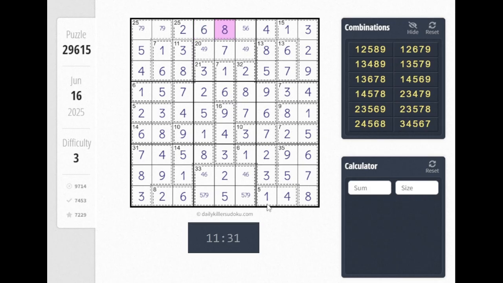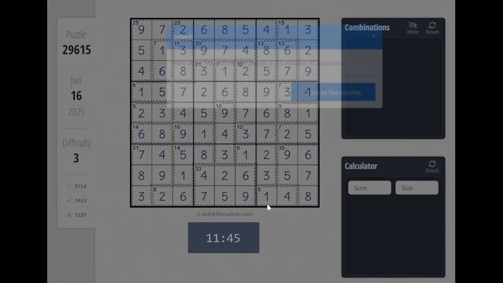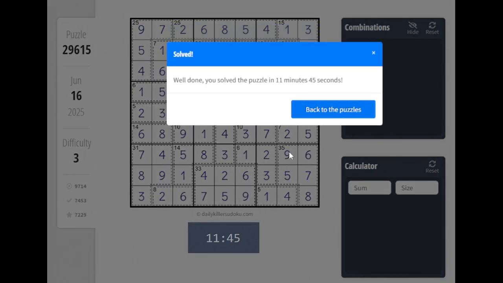8 here, 6. And yeah, I mean, this was solved pretty quickly. I just had a mess up that one spot. 11:45. Not necessarily super happy with that, but it'll do. So let's move on to the next puzzle.